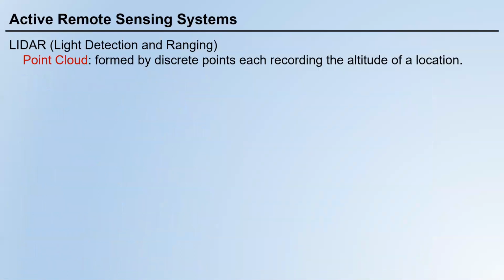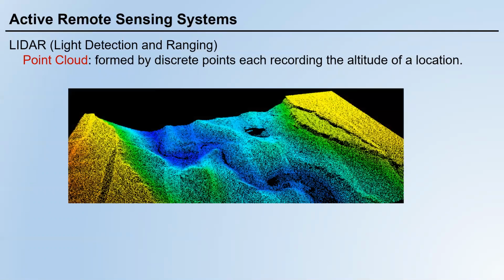The image produced by a LiDAR sensor can be considered as something called a point cloud, formed by discrete points, each recording the altitude of a location. Because a LiDAR sensor does not care about the reflectance in the visible light range or near infrared, each point is not a reflectance of EMR. Each point's data, or each pixel's data, is actually the distance between that location and the sensor. As a result, we have something called a point cloud like this.